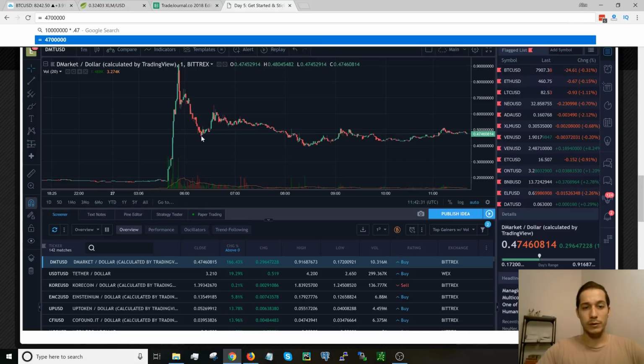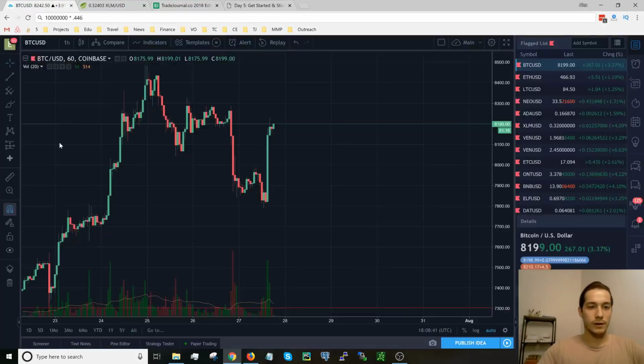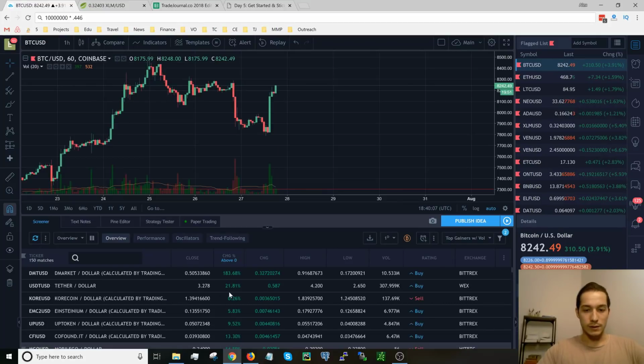But here, this looks pretty nice. This is actually a little checkmark pattern that I'm going to be talking about soon. And you could have maybe got a nice little breakout from here, which is pretty exciting. So that's how we use the screener. And to give you guys a better example, it's right down here. You just click screener, and then you can kind of see what's going on.